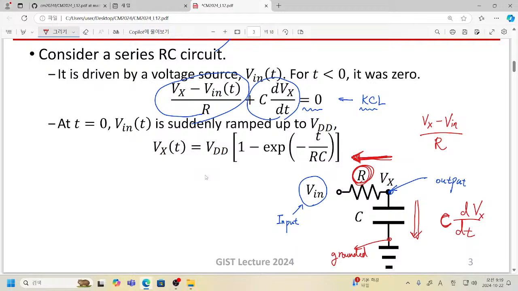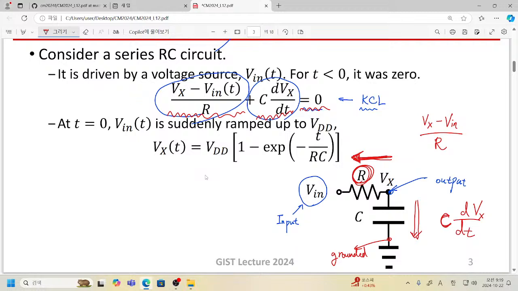So simply speaking, this equation says that the sum of the resistor branch current and the capacitor branch current should vanish. That is the KCL we have applied.